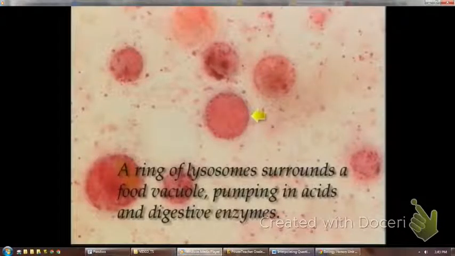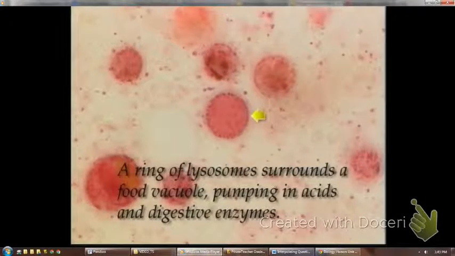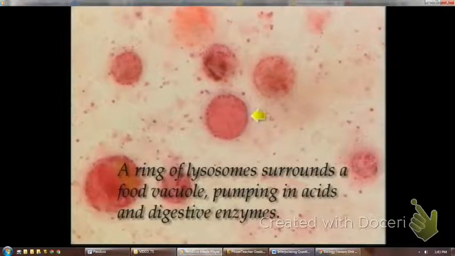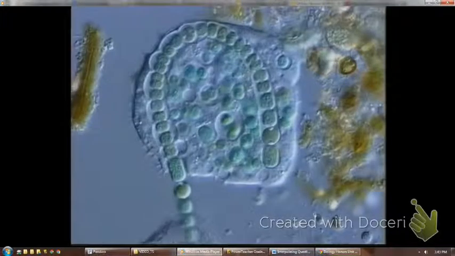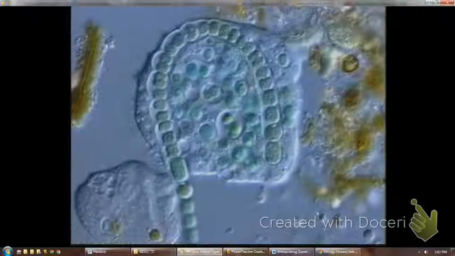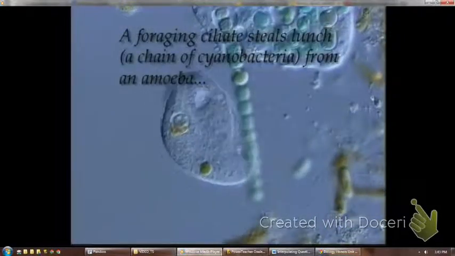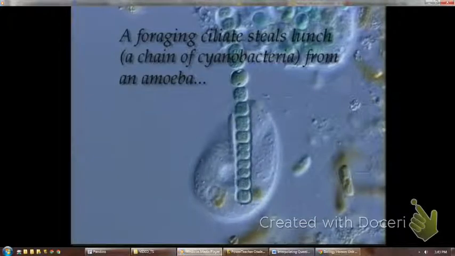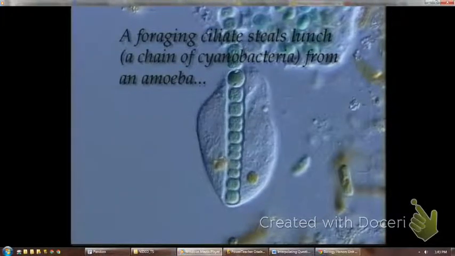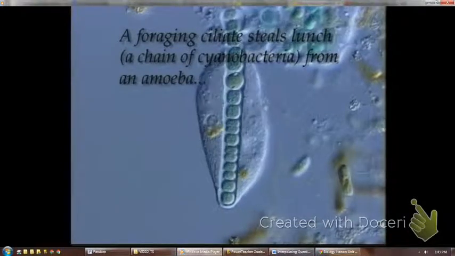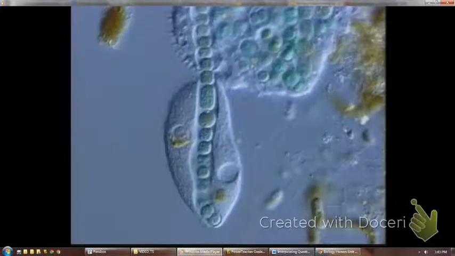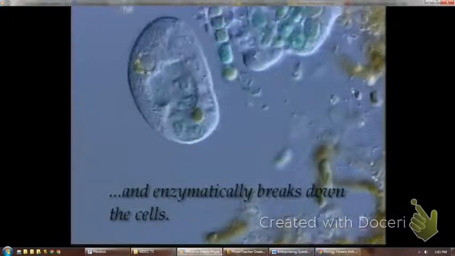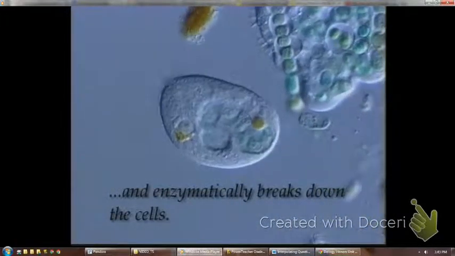So the food vacuole contains the food, and the lysosomes fuse with it, dumping the enzymes in. It makes this big soup of enzymes and broken down food that will nourish these cells. This is actually a type of endocytosis right here. We haven't talked about it yet, but this is phagocytosis. Taking in something solid, this protist is taking in some bacteria, and it's going to digest it.